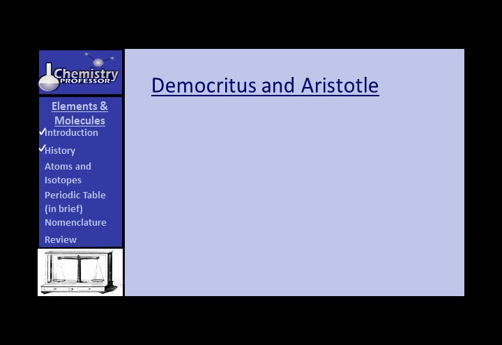Democritus and Aristotle were both Greek philosophers, and of the two, Aristotle was the more famous, though Democritus preceded Aristotle a bit. Let's start with Aristotle. Aristotle was considered the most knowledgeable human in the world at that time. It was even thought that he probably had all knowledge that existed at that point.